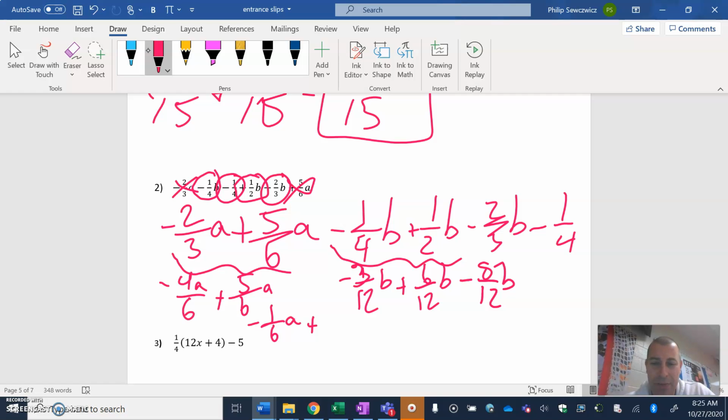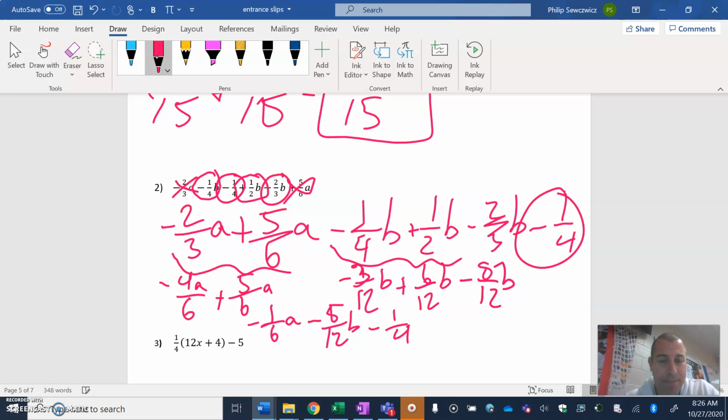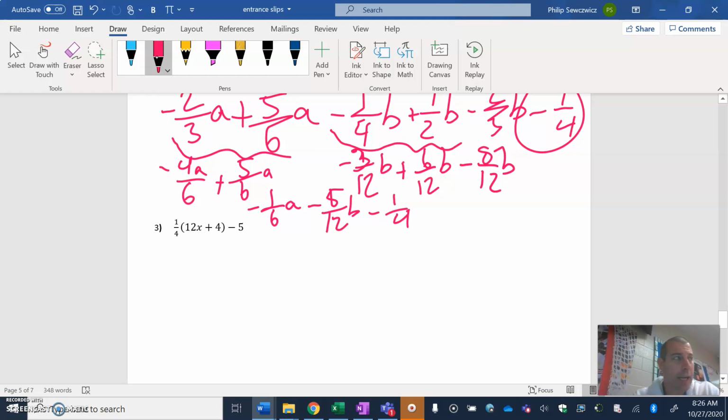All right, all like terms. Negative 3 plus 6, 3. 3 minus 8, negative 5. So negative 5, which means it's a minus 5/12 B. Excuse me. There we go. Like I said, organization can be the big deal here. And then it's just the minus 1/4. No like terms. We're done. I can't combine those guys. A's, B's, constants. Leave them alone. All right, then we got question number 3 here.